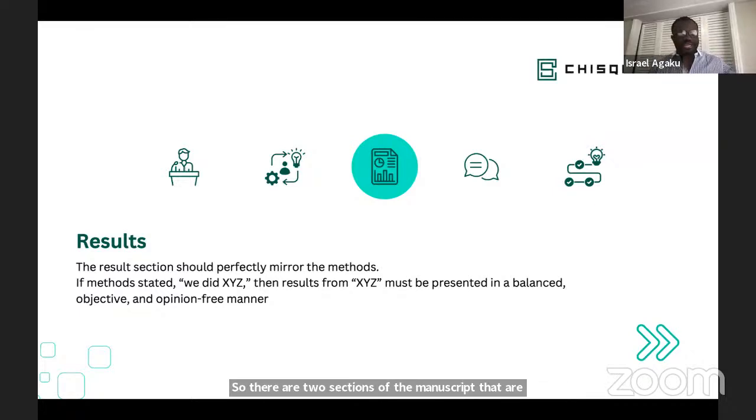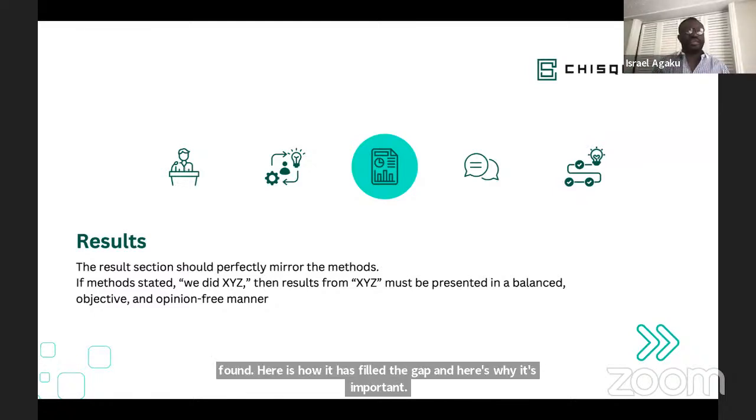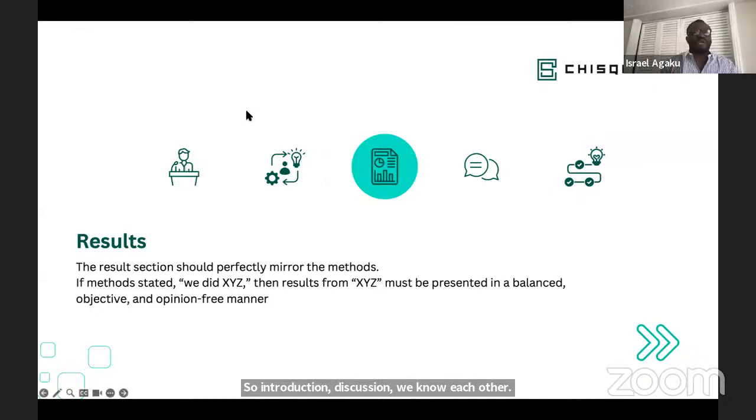The introduction and the discussion should mirror each other. The introduction says, this is an important issue. Here is the gap. The discussion says, oh, the gap that we mentioned earlier, here is what we found. Here's how it has filled the gap, and here's why it's important. So introduction and discussion mirror each other. Methods and results also mirror each other, right? You have to write in an opinion-free manner, right?